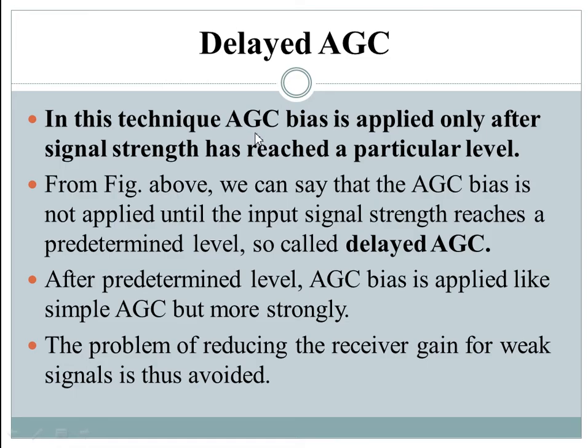In this technique, AGC bias is applied only after signal strength has reached a particular level. From the above figure, we can say that the AGC bias is not applied until the input signal strength reaches a predetermined level. So it is called delayed AGC. After the predetermined level, AGC bias is applied like simple AGC, but more strongly. The problem of reducing the receiver gain for weak signals is thus avoided. Here the weak signals' gain is not reduced. This is the main advantage of delayed AGC.